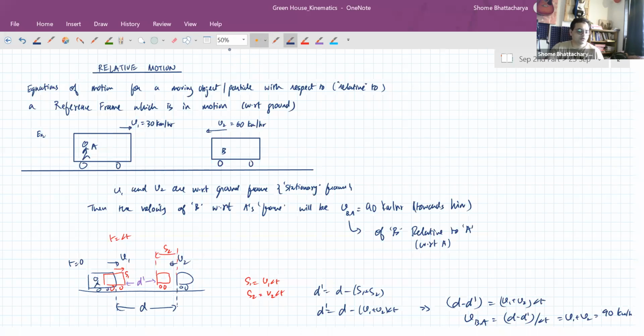But anyway, this whole idea of writing any parameter like velocity, displacement, acceleration, etc., of one moving object with respect to a moving reference frame, that is called the relative motion equations. Just make a note of the definition and this example.